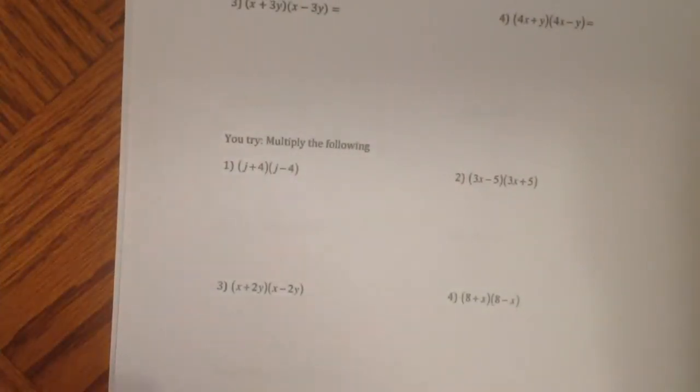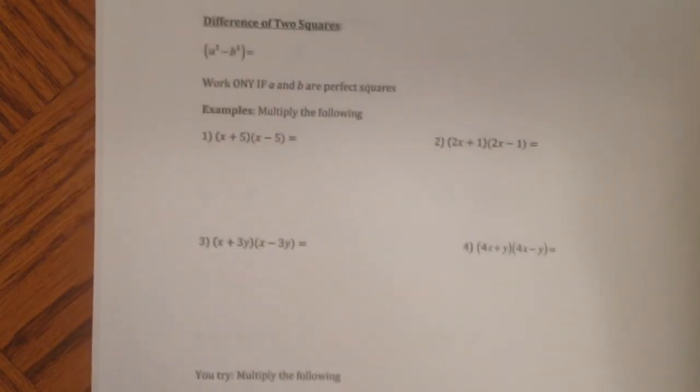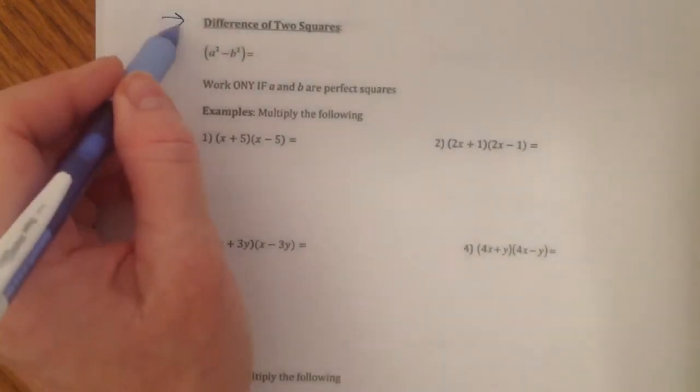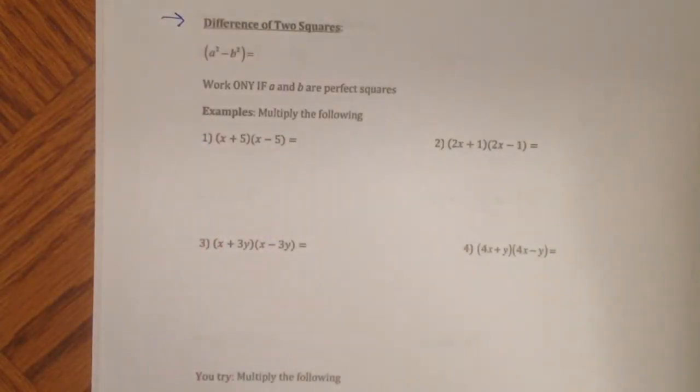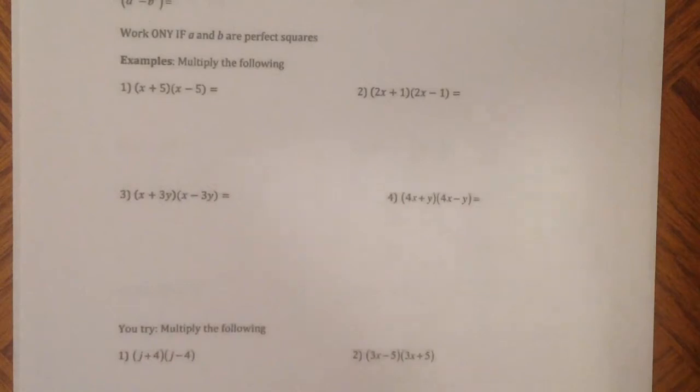So that's the first type of special products. The next type is called difference of two squares. You don't have to remember that. There's a pattern to it. If you start to recognize the pattern, that's great. If not, you don't have to worry about it. Just FOIL, just like you did before.